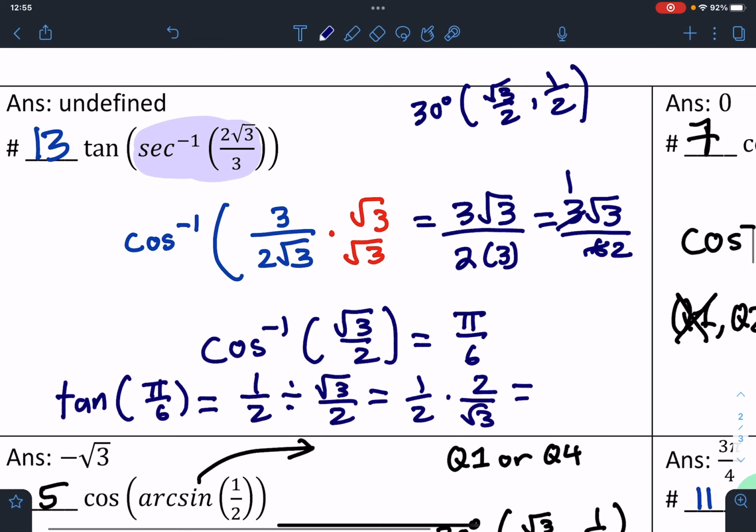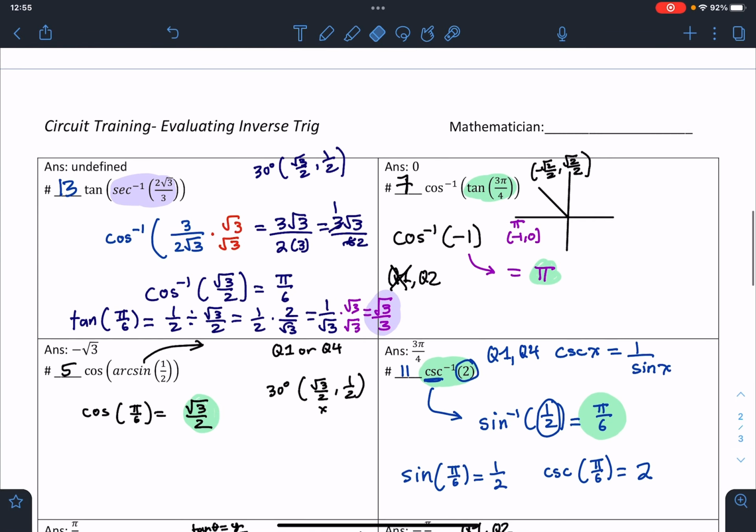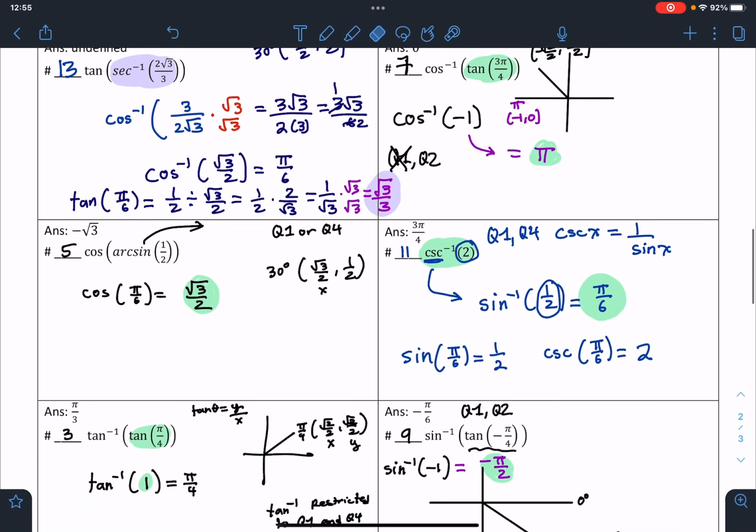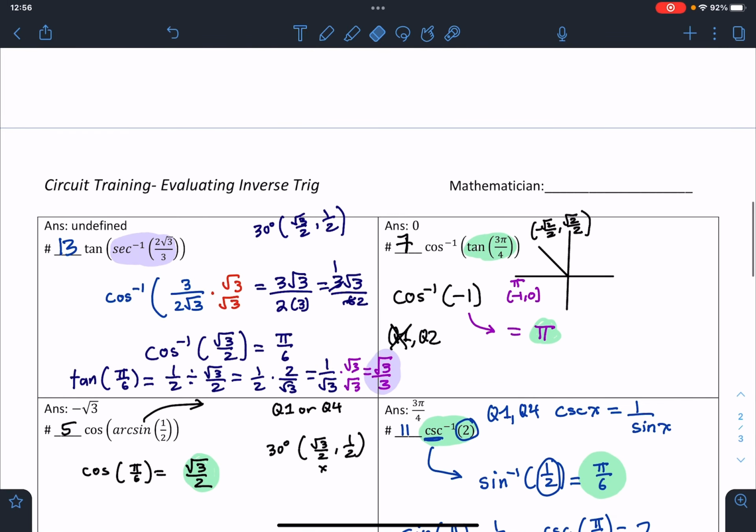And you get 1 over square root of 3. And then rationalize this. And your final answer is square root of 3 over 3. That one was fun, and you started picking it up. It just takes time and practice.